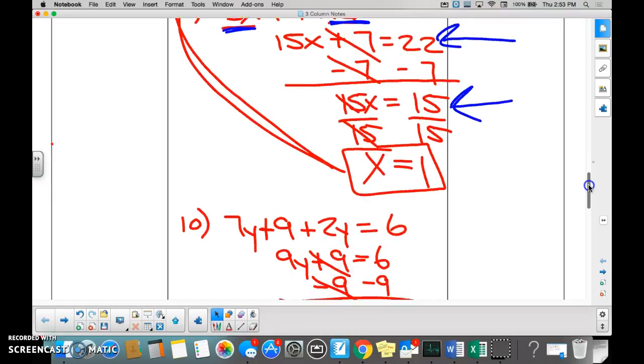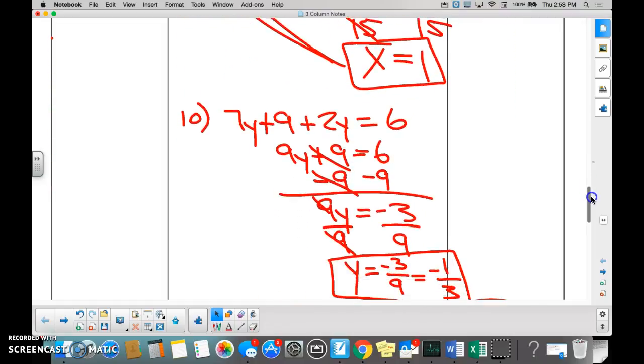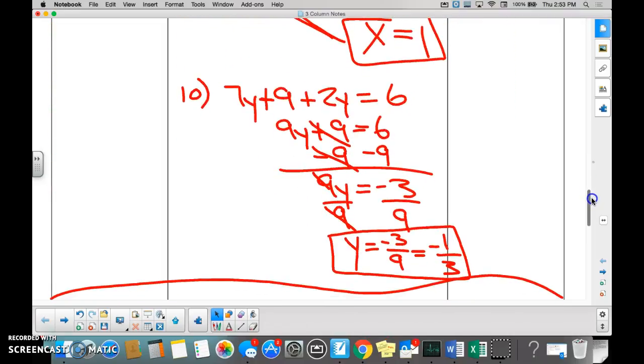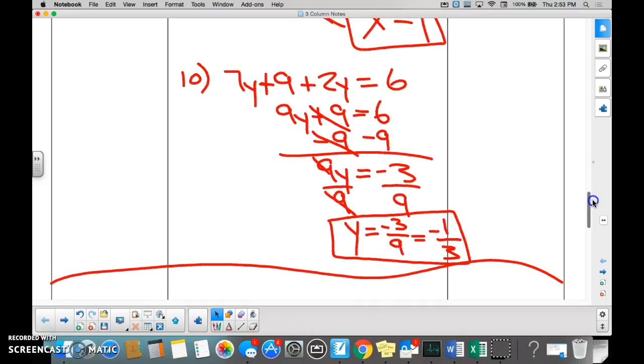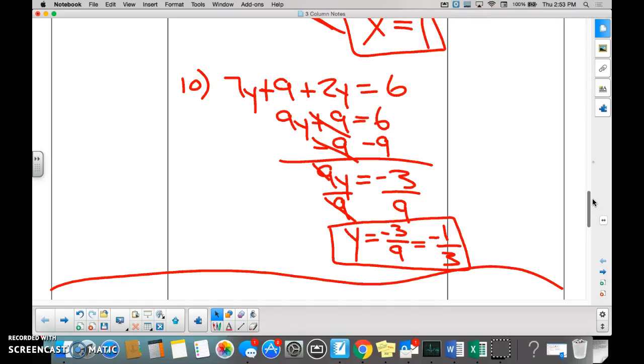Number 10, combine like terms. We're dealing with a fraction. Some of you change that into a decimal, not the end of the world. You don't have to do that. Those are just an extra step. Remember, the more steps you do, the more chances you have to get things wrong, right? Yeah. So I'm not quite sure why some of you thought you needed to change this into negative 0.333333 forever. Don't do extra steps.